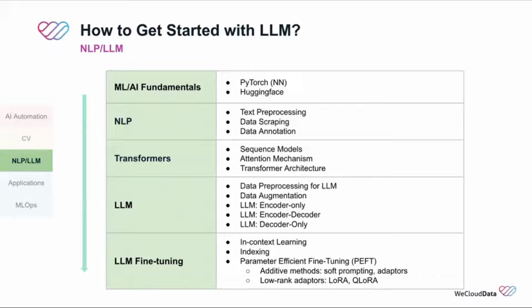Okay. When you learn large language modeling, you need to follow a certain sequence, I think. You need to understand how to pre-process data or prepare data for LLMs, right? And it's slightly different from preparing data for basic text processing. You need to know how to augment text data. You need to understand different types of large language models, because this can be very confusing.